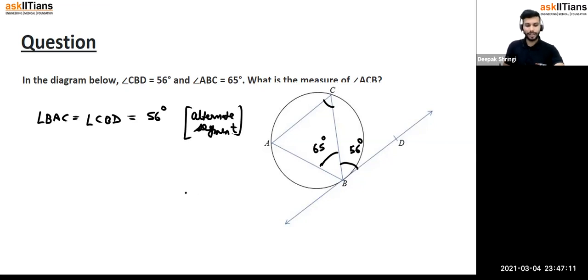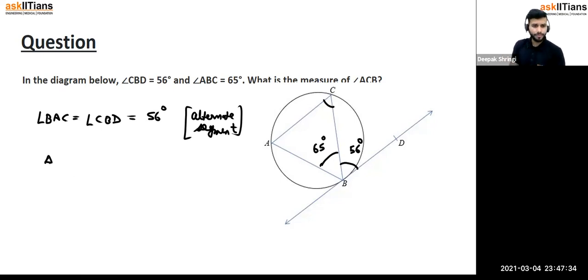Now, the meaning of alternate segment is not that for a chord, alternate segment angles are equal. No, no, no, no. It's about the tangent. Tangent is drawn at B. The chord is BC. So the angle between the tangent and the chord in one segment and the angle made by the chord on the circle in the other segment are equal. On the circumference, I would say rather.